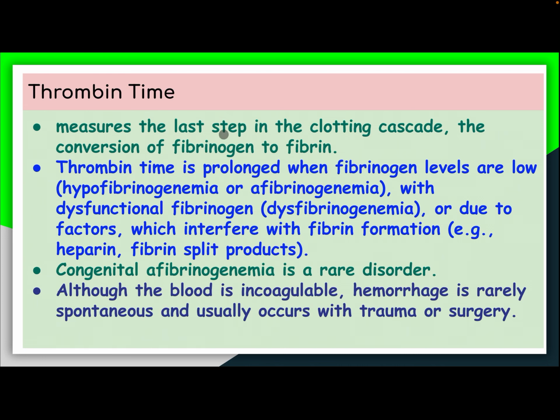Thrombin time measures the last step in the clotting cascade, the conversion of fibrinogen to fibrin, as we mentioned in the diagram. Thrombin time is prolonged when fibrinogen levels are low, hypofibrinogenemia or afibrinogenemia, with dysfunctional fibrinogen, dysfibrinogenemia, or due to factors which interfere with fibrin formation, like heparin and fibrin split products. Congenital afibrinogenemia is a rare disorder. Although the blood is incoagulable, hemorrhage is rarely spontaneous and usually occurs with trauma or surgery.